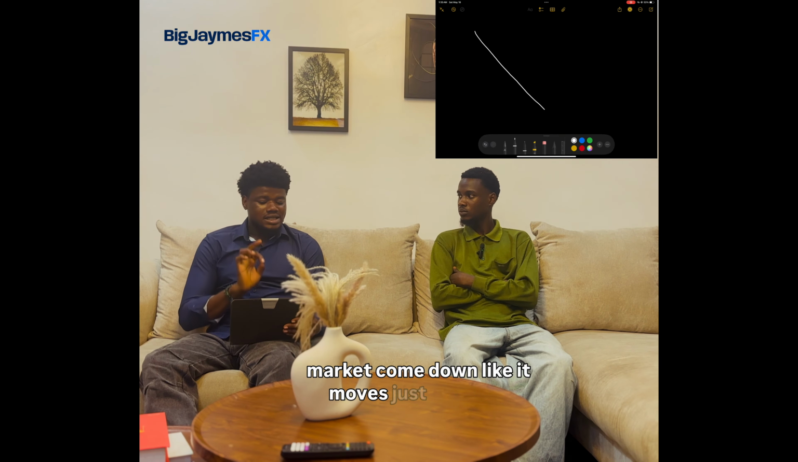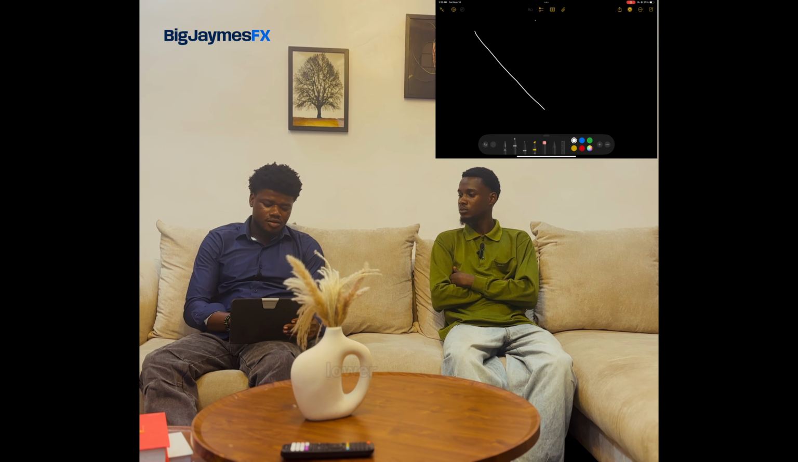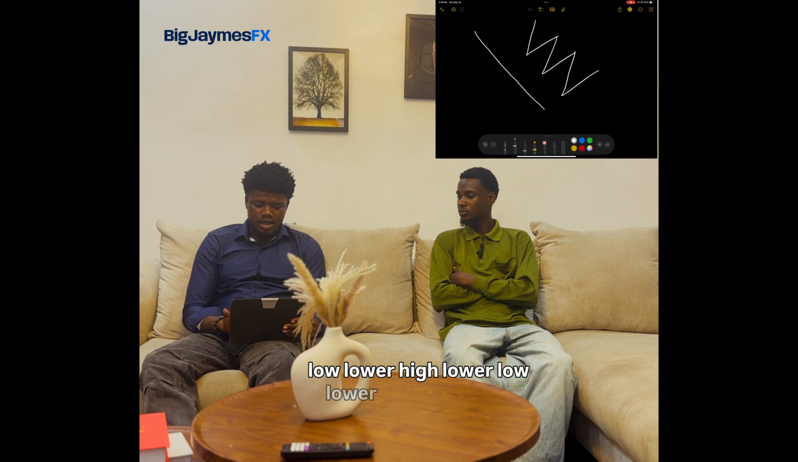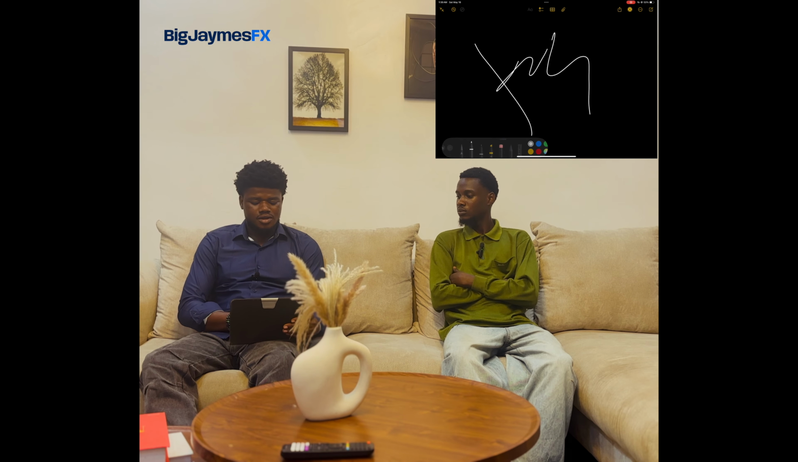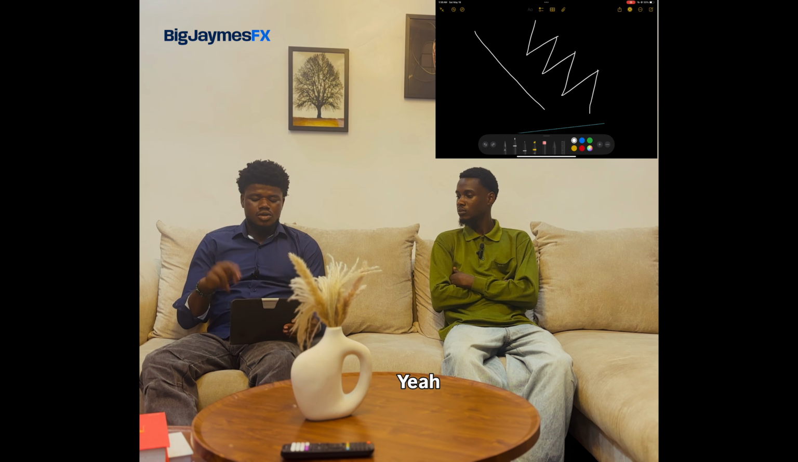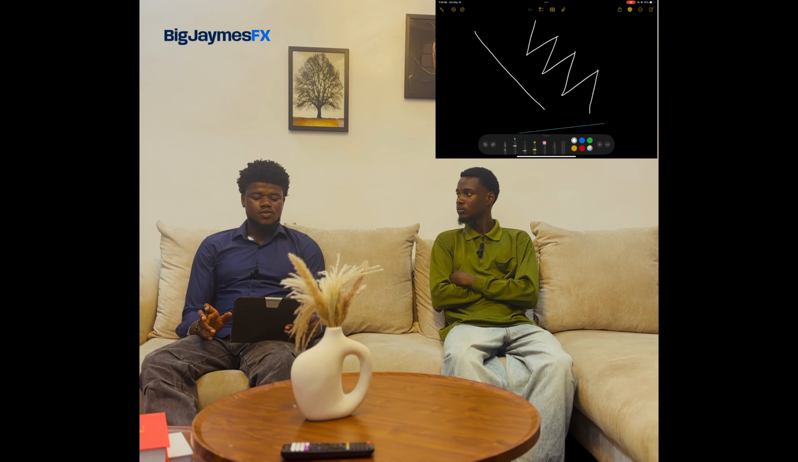It moves just like that zigzag, but it's gradually doing what? Coming down. It moves in lower low, lower high, lower low, lower high, lower low, lower high, and so forth. So this is how a selling market moves.